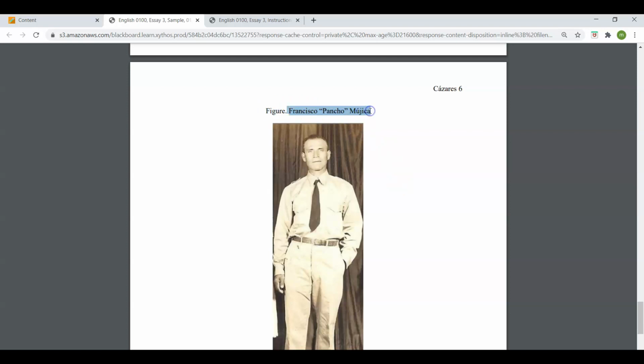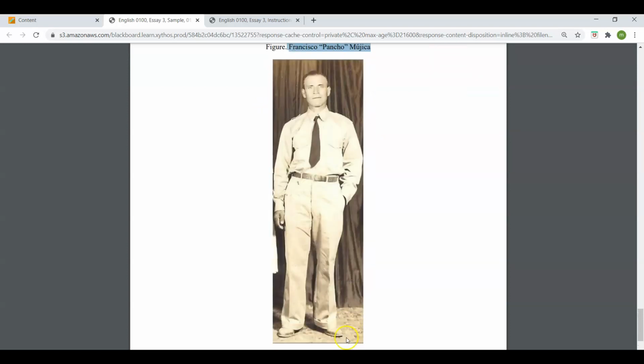And then I put my descriptive title of the figure, which is, I just put his name, Francisco Pancho Mujica. Maybe I should have put Francisco. Well, you know what? I don't know when this picture was taken. If I had known, I could have put Francisco Pancho Mujica in 1971 or something. But I don't know that. But feel free to add a little more detail than I did. So I just put Francisco Pancho Mujica, that's the title, right? Figure, and then the descriptive title, there it is.